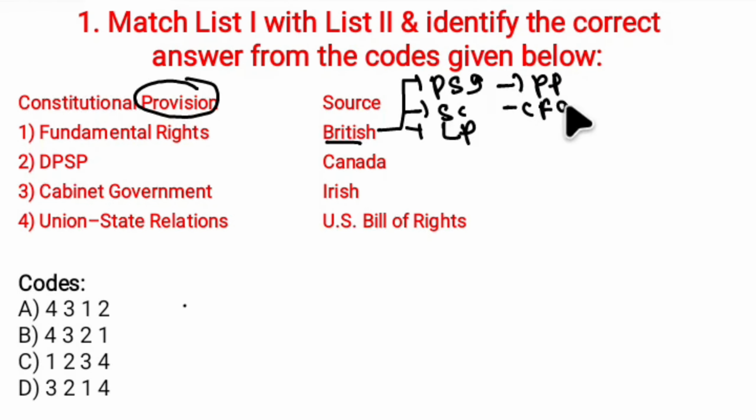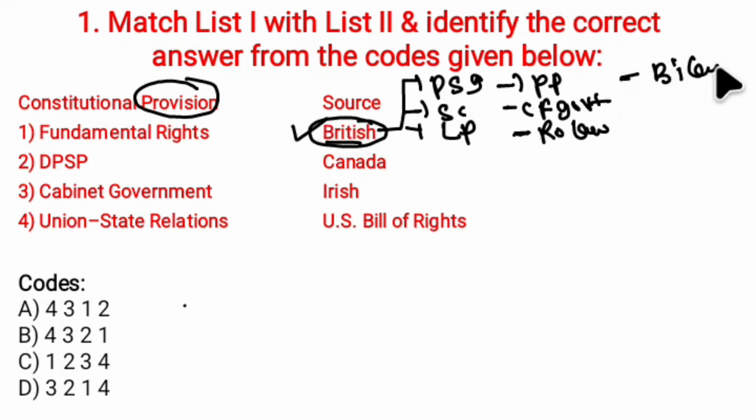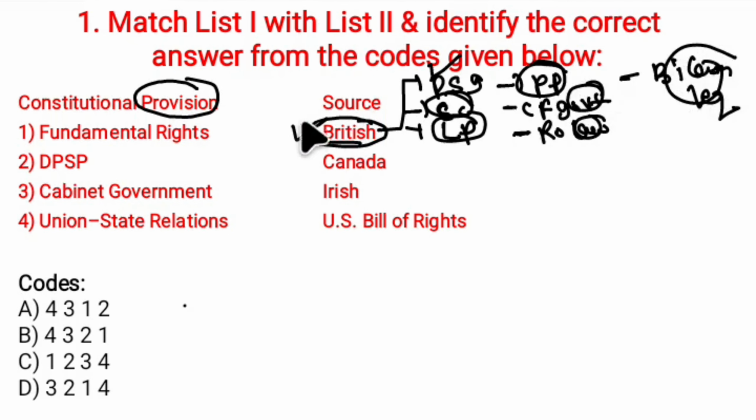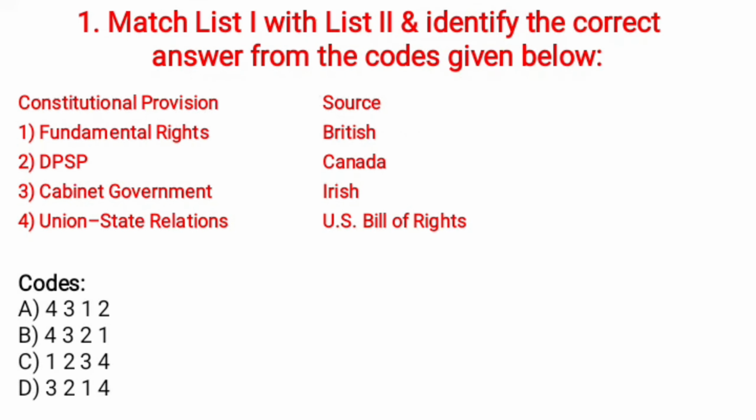of government, and rule of law. So all these provisions were borrowed from the British Constitution, and we also borrowed bicameral legislature. So parliamentary system of government, and single citizenship, legislative procedures, parliamentary privileges, cabinet form of government, rule of law, and bicameral legislature. So all these provisions were borrowed from the British Constitution.